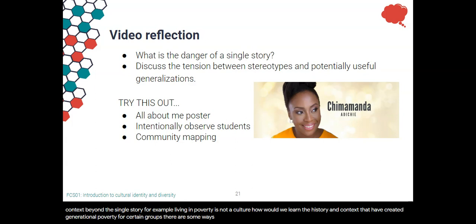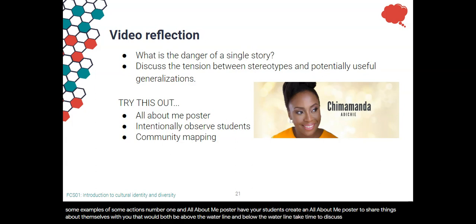There are some ways to take the knowledge of self and others and turn them into actions. Here are some examples of some actions. Number one, an All About Me poster. Have your students create an All About Me poster to share things about themselves with you that would be both above the waterline and below the waterline.